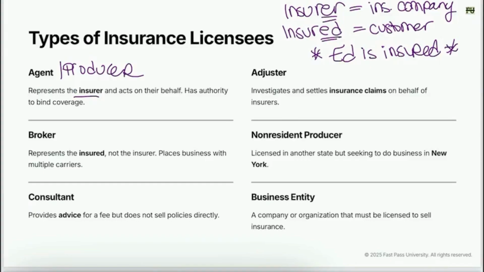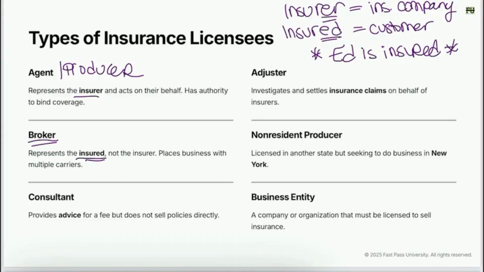Okay. An insurance broker, on the other hand, represents the insured. Okay. Not the insurer. They place business with multiple carriers. So insurance brokers are usually not captive to just one insurance company. They work with multiple insurance companies and they represent the insured and try to shop out the best policies for them. So if they were to ask you, who does the broker represent in insurance? It is the insured.